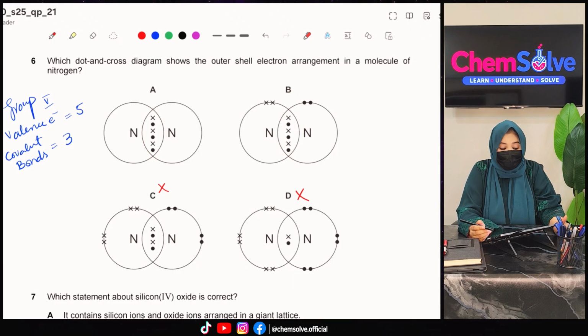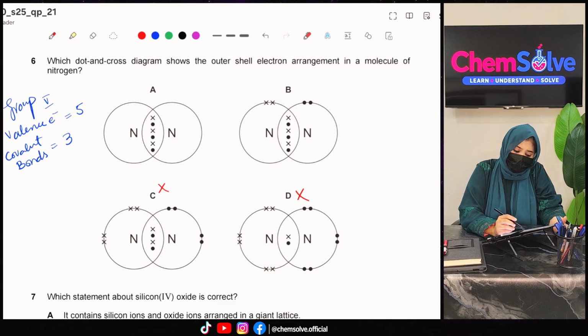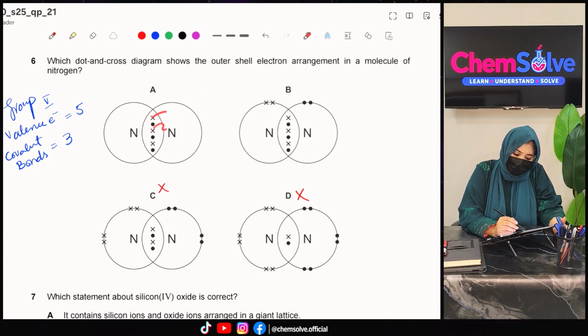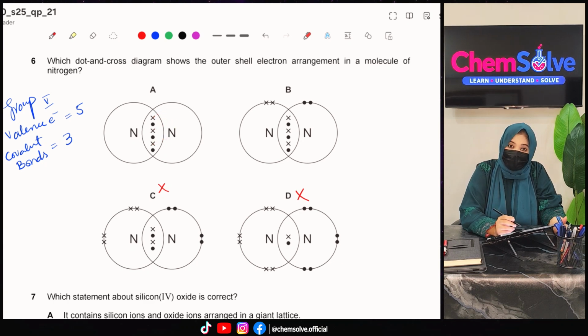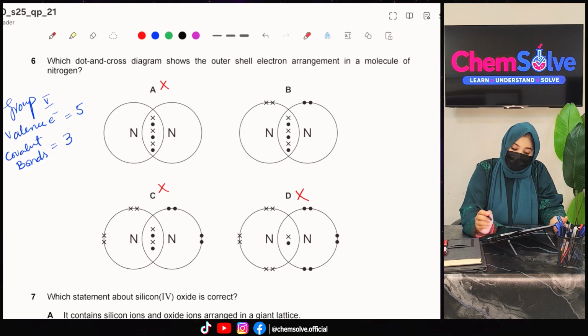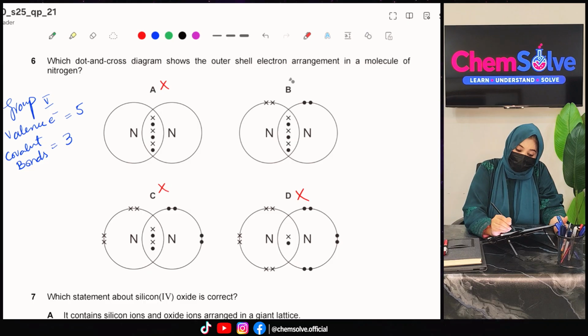But we have to complete the valence shell. The valence shell should have 5 electrons for each. Look at option A. If the crosses are for the right hand side nitrogen, it has 1, 2 and 3 electrons only, and if the dots are for the left hand side nitrogen, then again 1, 2 and 3. So in option A, both nitrogen atoms have only 3 electrons, so this option is incorrect. Now look at option B, which is of course our correct option.